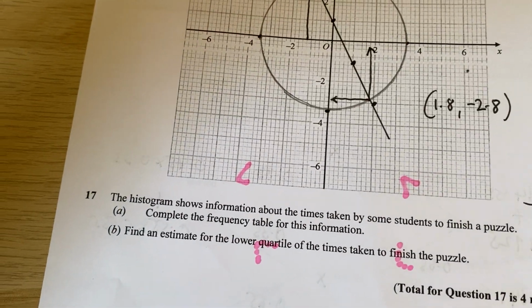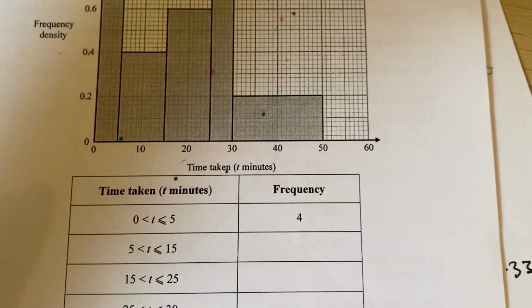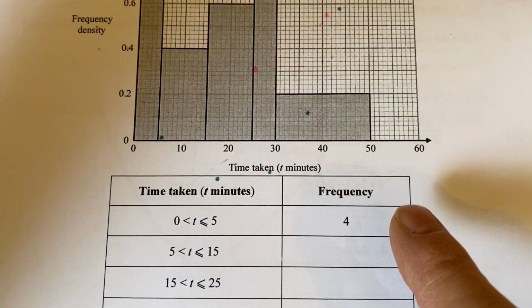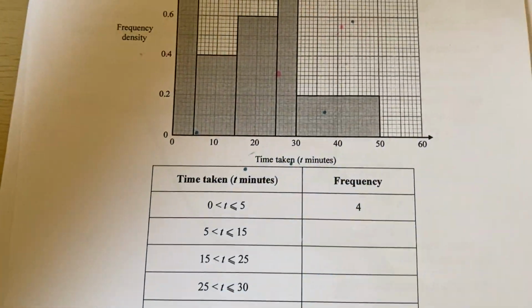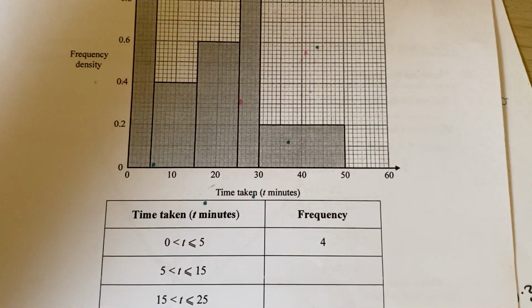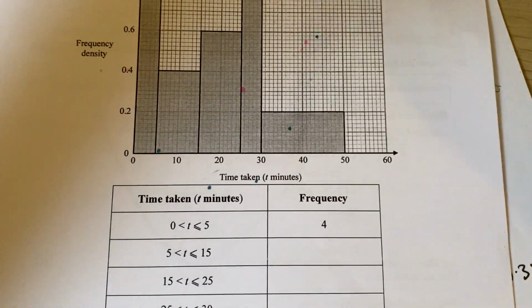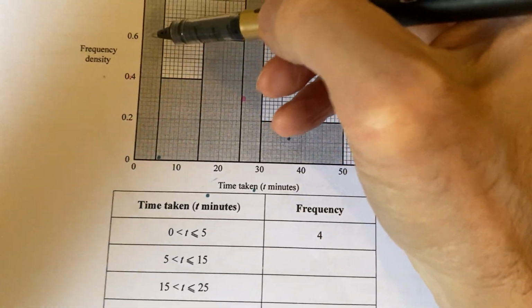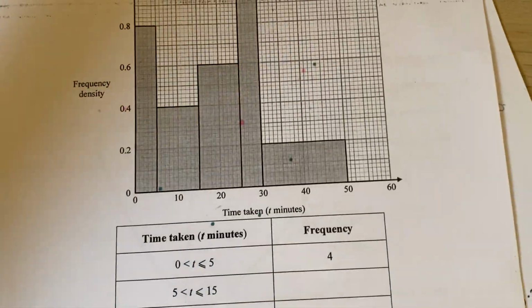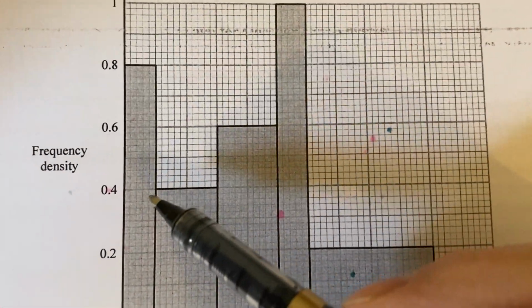So I've got to finish off the frequency table. Oh, okay, we've got a 4 here. We've got a frequency density, we've got the time taken. Just got to remember what this is all about. Now, histograms are about proportion. So the area tells you how many, the frequency, so it's proportional to that. So if you've got a bigger area, you've got a higher frequency.